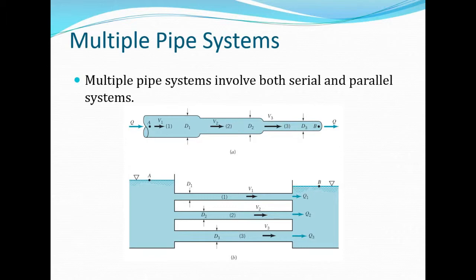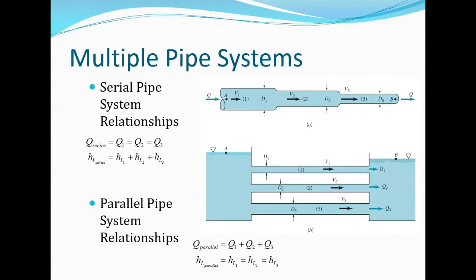And now we get into some multiple pipe systems here. The multiple pipe systems might be a serial system where we just go from one diameter here down to a smaller diameter, reducing to a still smaller diameter. Or they may be a parallel system where we have these tanks connected and the water can go through all these directions.